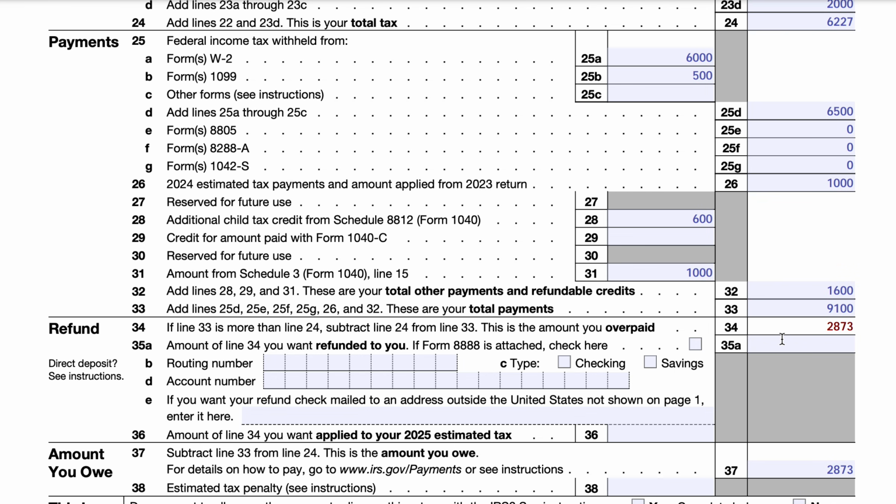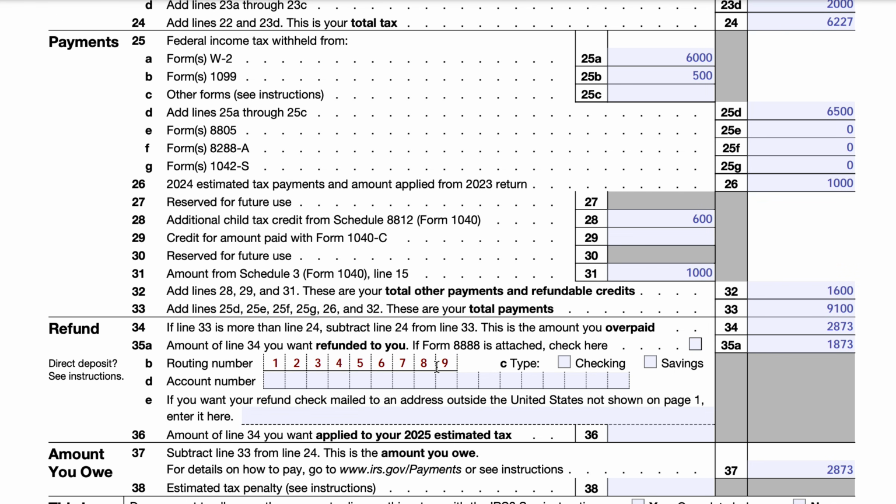You can have money sent to separate accounts for yourself. So if you had a checking and a savings account and you wanted to put $1,000 into your savings account and the rest of it into your checking, you would attach IRS Form 8888 and put it right here. So let's say that John Doe wants to put everything but $1,000 into his checking or savings account.